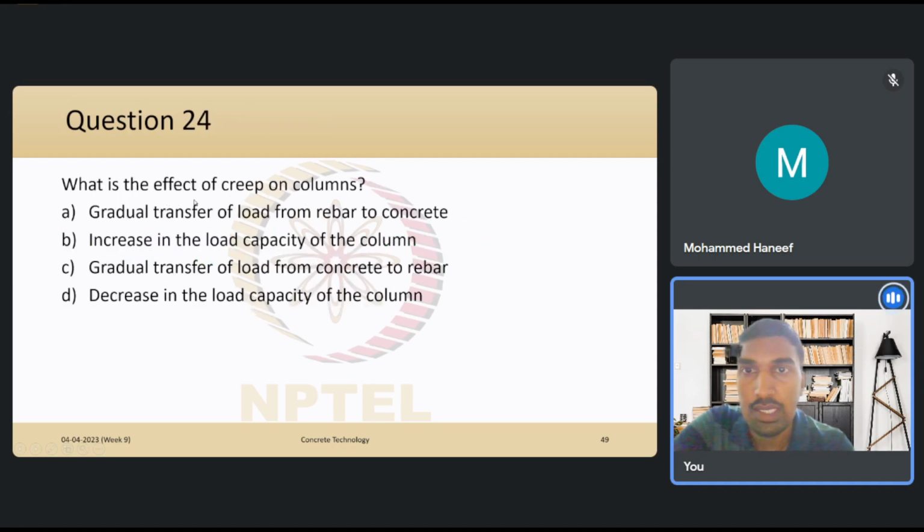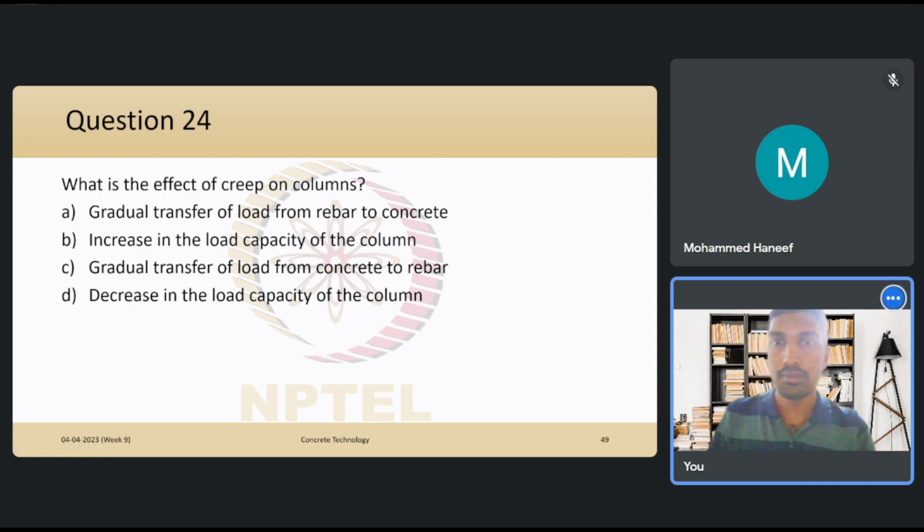Okay, question 24: what is the effect of creep on columns? The options are gradual transfer of load from the rebar to the concrete, increase in the load capacity of the column, gradual transfer of load from the concrete to the rebar, and decrease in the load capacity of the column. Okay, we have one vote for option C.